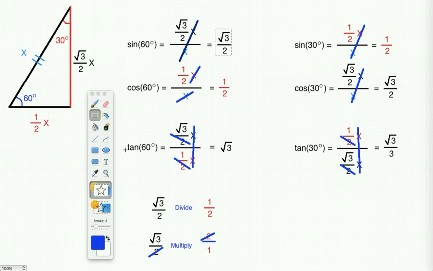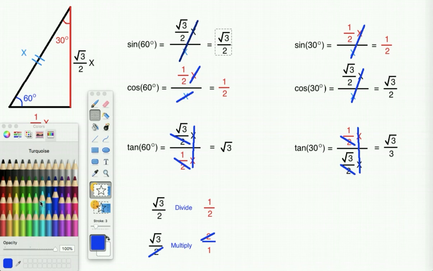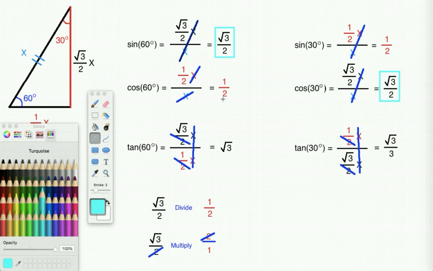And the other thing I want to point out is if you looked, you would have noticed that our sine of 60 degrees was equal to our cosine of 30 degrees. Vice versa, our cosine of 60 degrees was equal to our sine of 30 degrees. Interesting property that they have.